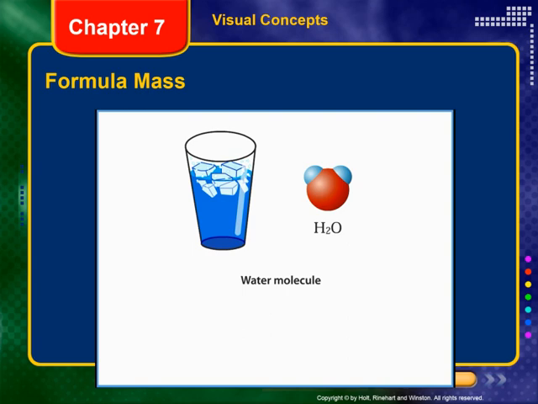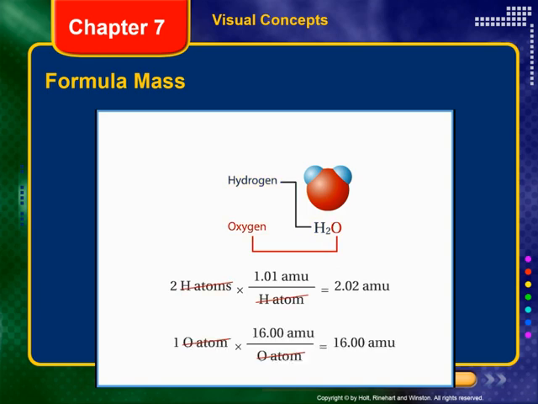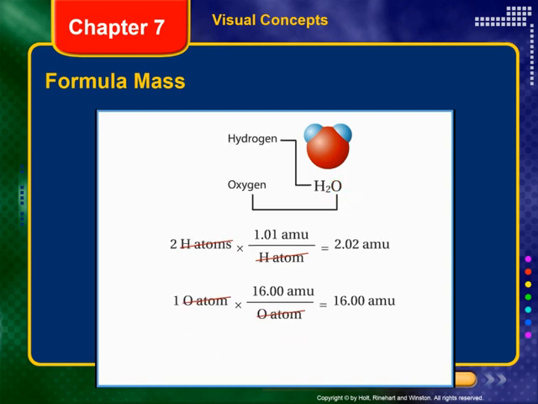Like individual atoms, molecules and ions also have a characteristic average mass. To find this mass, we add the average masses of the atoms making up the compound. In a molecule of water, there are two atoms of hydrogen, so we multiply the atomic mass of hydrogen by 2. There is also one atom of oxygen, so we multiply the atomic mass of oxygen by 1. We then add these masses to find the average atomic mass of the whole molecule.